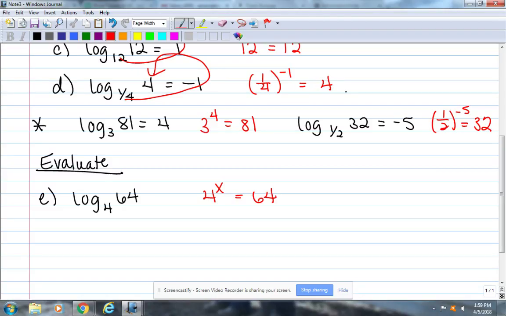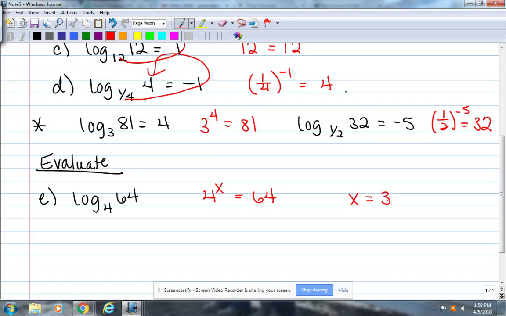64 divided by 4, right? Nope. Do that. 4 to what power equals 64? 4 what? 3rd power. So x equals 3. Blue sheet.